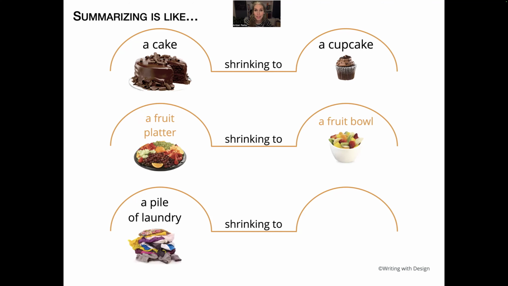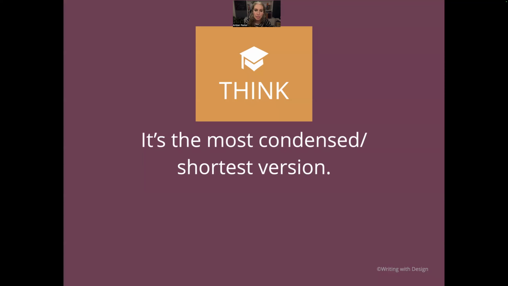All right, let's go back to our pile of laundry. If we shrink that down, what can we get? Well, maybe one outfit out of it. Or if we take all of the clothes and we want to summarize the clothes, we can put them into one of those vacuum seal bags, right? Where all the air gets taken out. And that's really what a summary is. It's the most condensed version. It's no more fluff, no more air, no more extra particles in that sealed bag. And so that's really what a summary is all about. We want students to think it's the most condensed or the shortest version of the information.